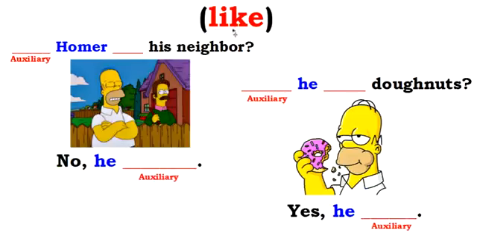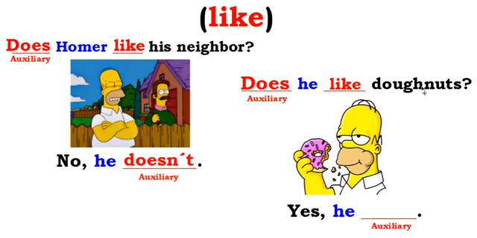Okay, more practice. More practice with the verb like. The question, does Homer like his neighbor? No, he doesn't. This example, does he like donuts? Yes, he does. Remember, the auxiliary for these questions is does because my subject is about he, Homer. Very good.